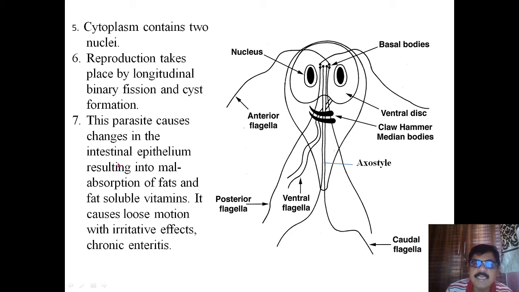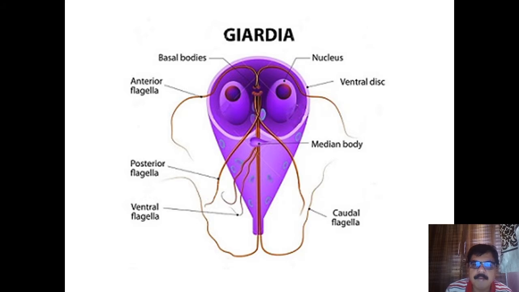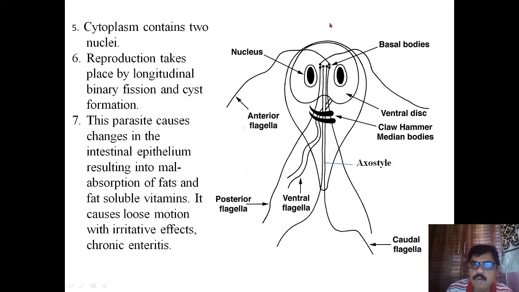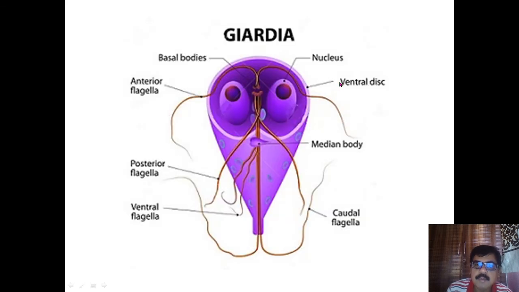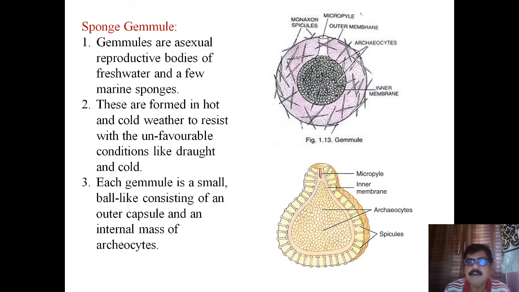So this is the second slide, that is Giardia lamblia. This is the diagram you have to draw in your practical record. This is a colorful diagram which is only for your understanding. Same. Then the third slide is of the sponge gemmule.